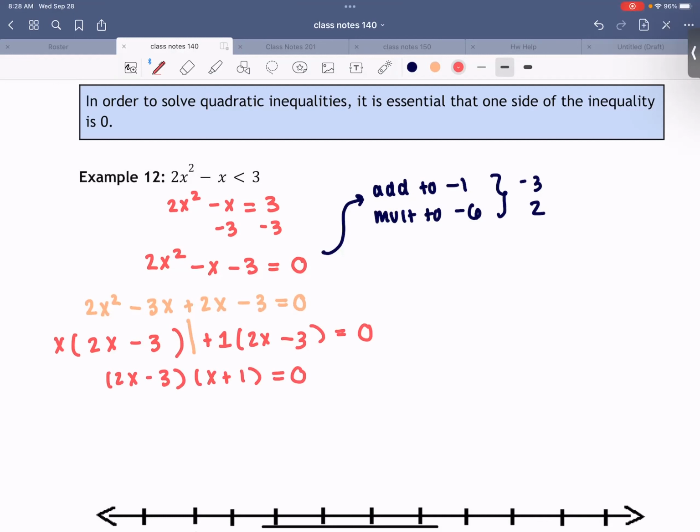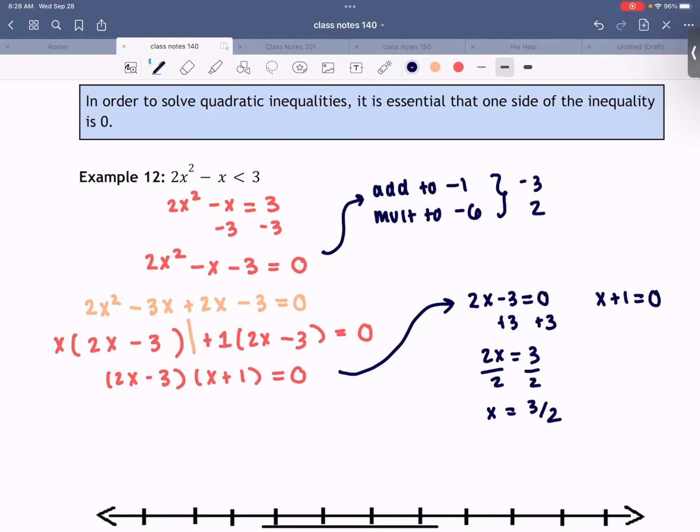Once we're here, we can split each of these into two separate equations. We have 2x minus 3 equals 0 and x plus 1 equals 0. That's what we do when we have two factors. We can add 3 on both sides, divide by 2 to get x equals 3 over 2 on one side. The other one, if we subtract 1 on both sides, we get x equals negative 1. So all I did is I changed the inequality to an equation, and I used what we learned from our test to figure out what the answers are.